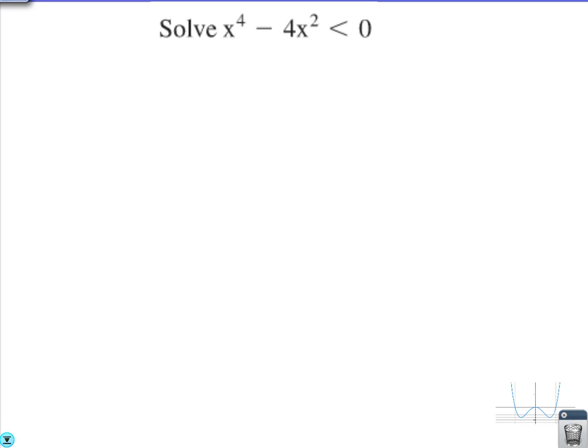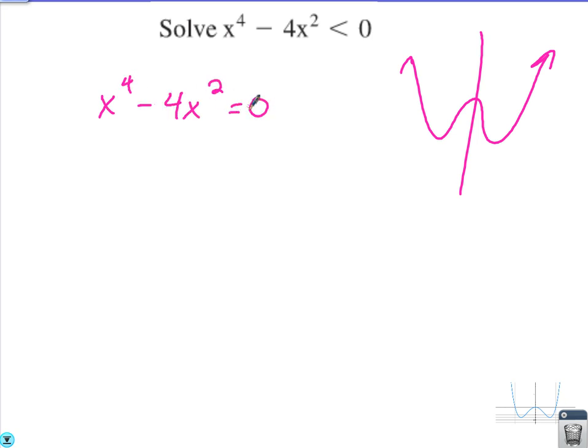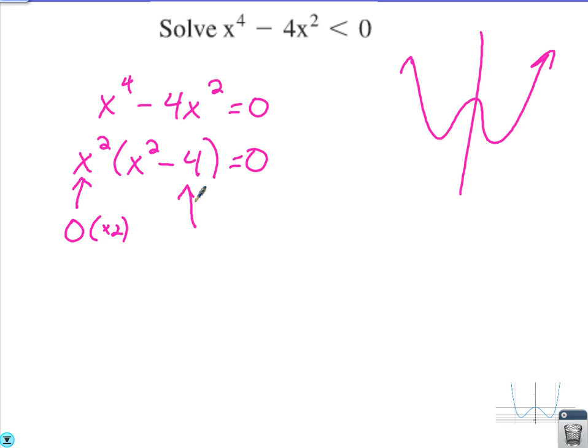So here we go. First off, let's find the roots. We know what that looks like. Looks like that. It's an even function. And we need to know where it crosses. It crosses where it's equal to 0. Let's factor out x squared, and we're left with x squared minus 4. So our roots are what? 0 twice, right? And I'm going to put in parentheses times 2. 0 is a root twice, and what else are roots?